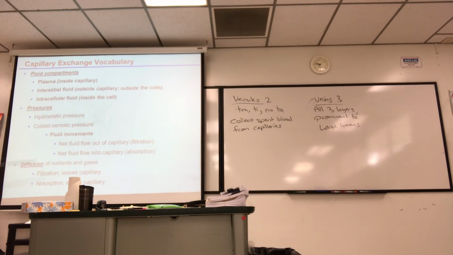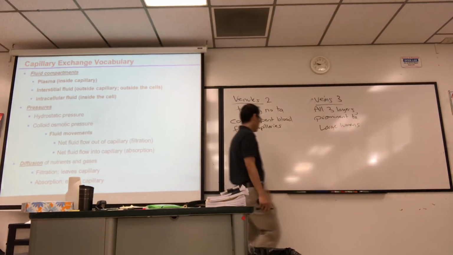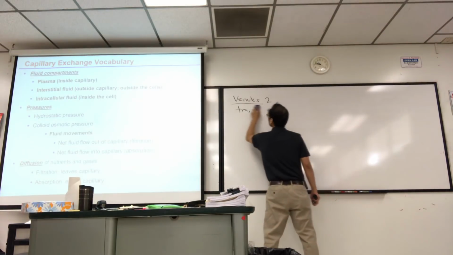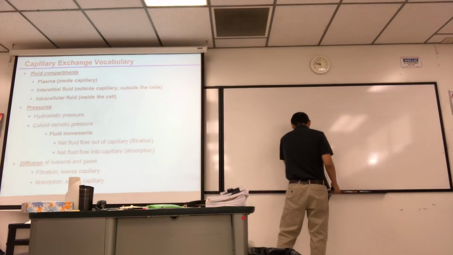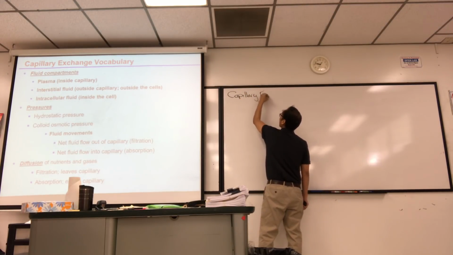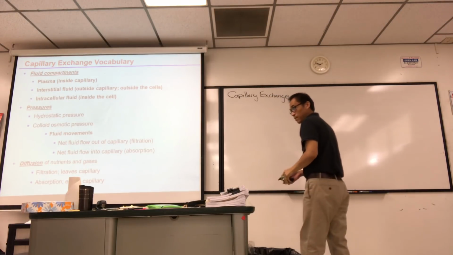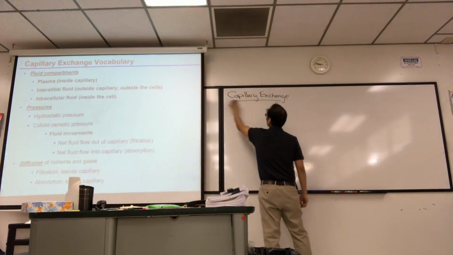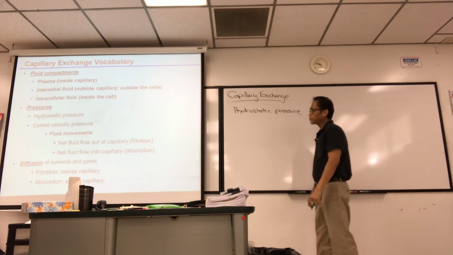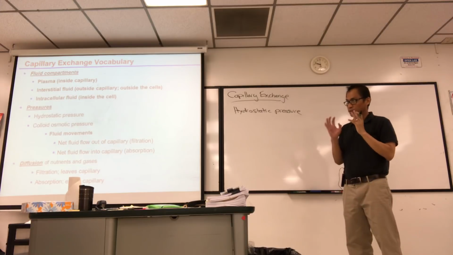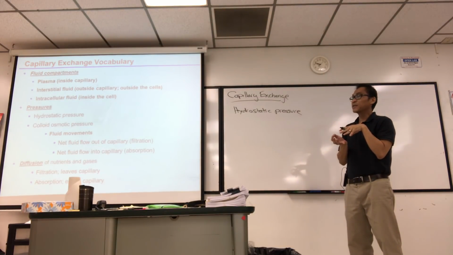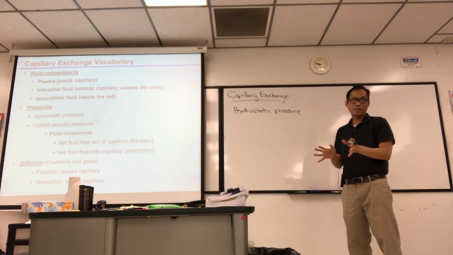There are two different kinds of pressures that I should define. Hydrostatic pressure. So when blood flows from the heart to the arteries, to the smaller arteries, to the smallest arteries called arterioles, it finally gets to the capillary beds. Hydrostatic pressure is a pressure that pushes fluids out of the capillary. We call that filtration.